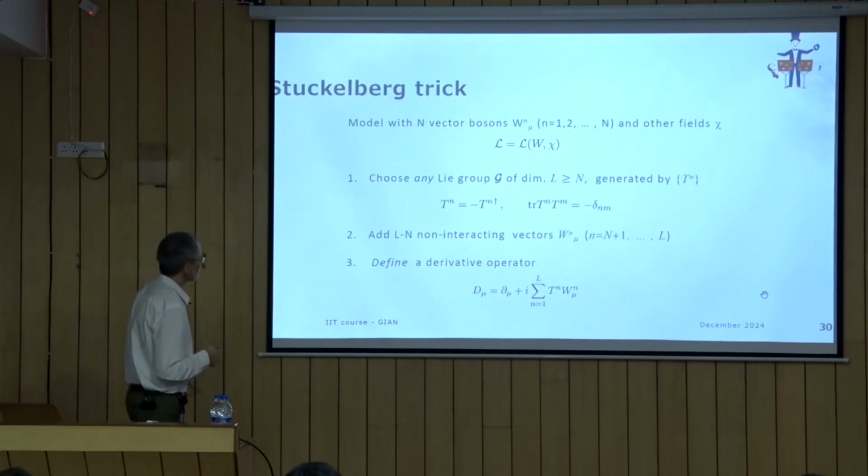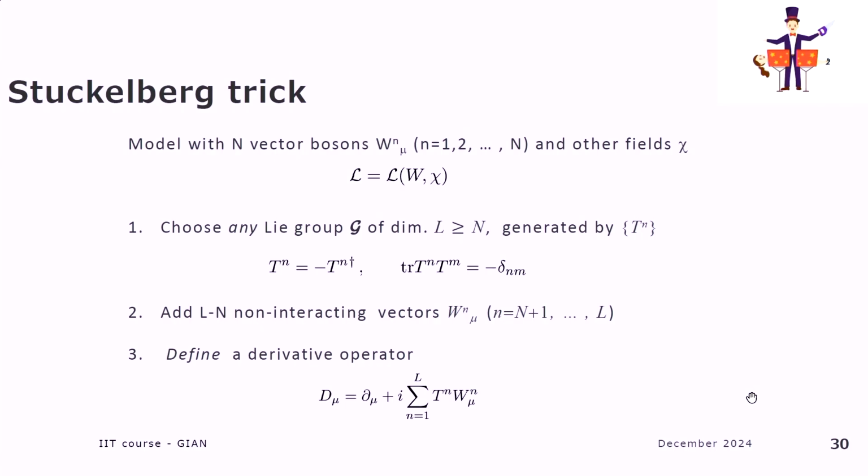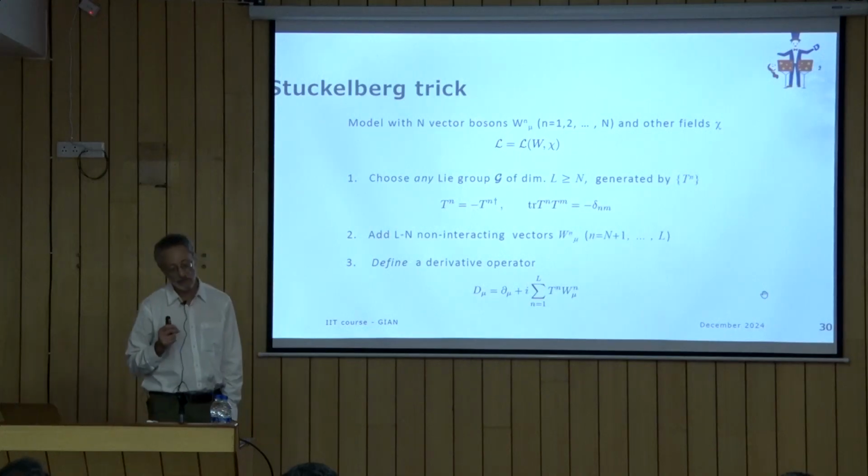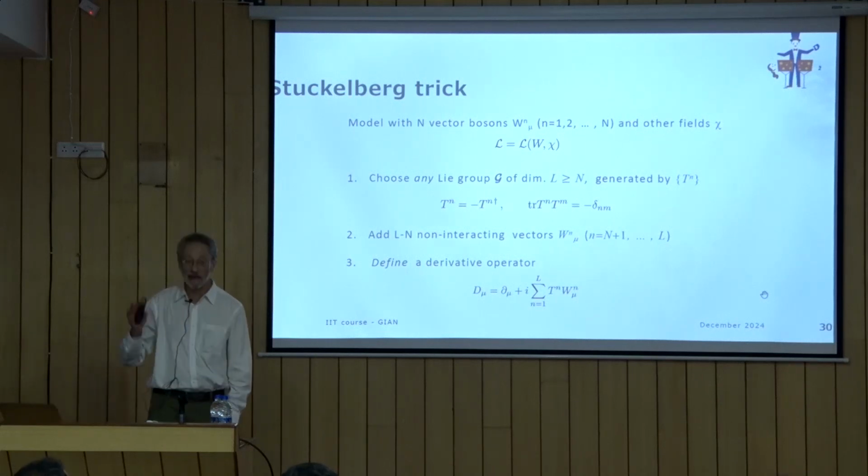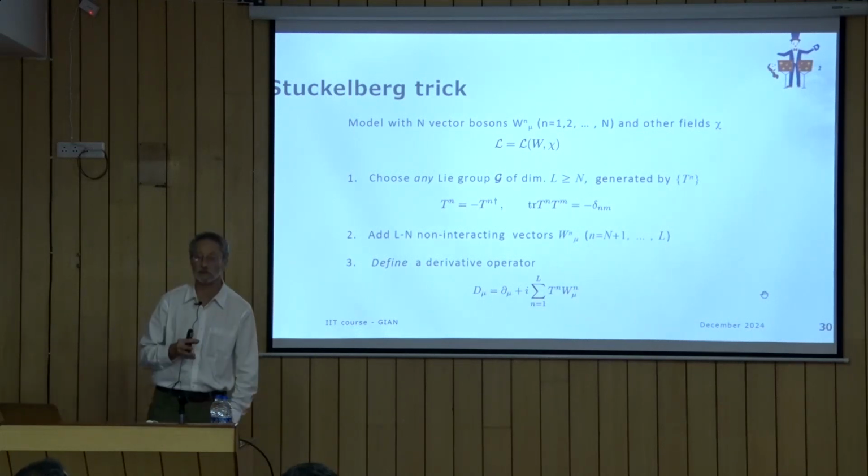And this goes under the name of the Stueckelberg trick. Stueckelberg was a well-known father of quantum field theory in the 50s and so on. And he realized the following fact, or the following procedure, that can generate a gauge invariant theory from any theory. Doesn't matter what it is.